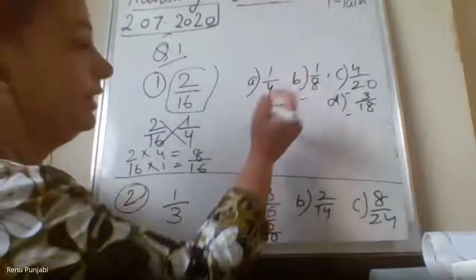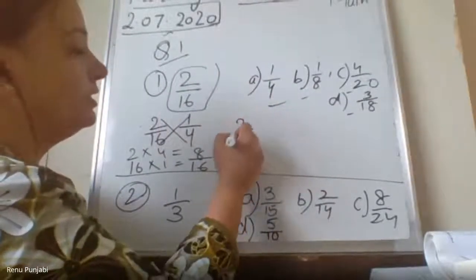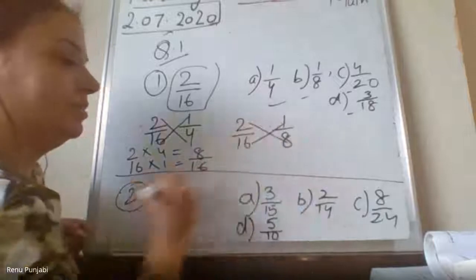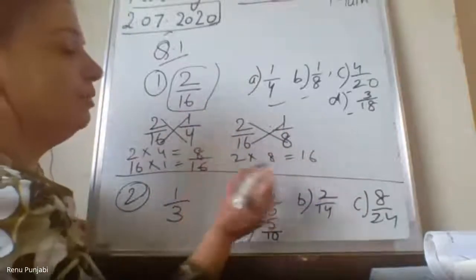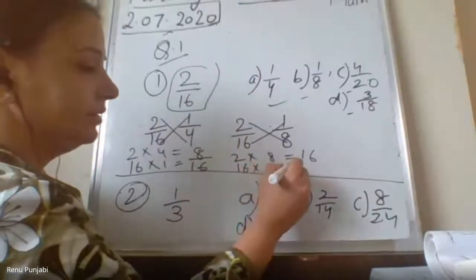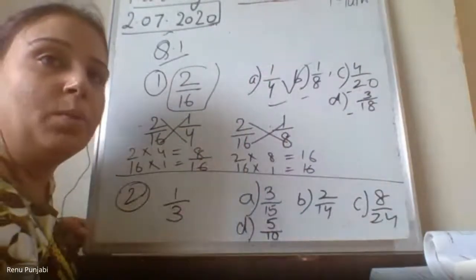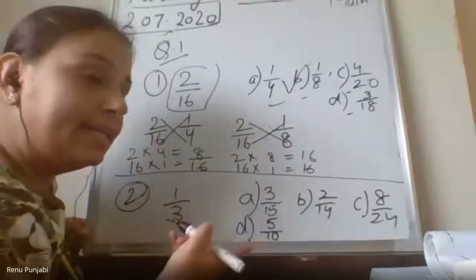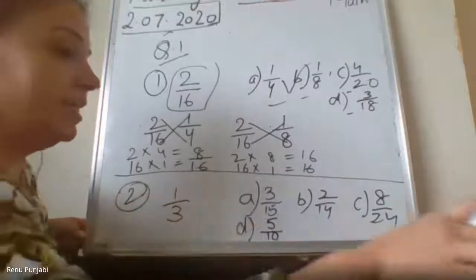Now we check with 1 upon 8. 2 upon 16, 1 upon 8, and we do the cross multiplication. 2 into 8 is 16 and 16 into 1 is also 16. So it means our answer is B, 1 upon 8. You have to check with all the options, and where you get the same value, that will be your answer.